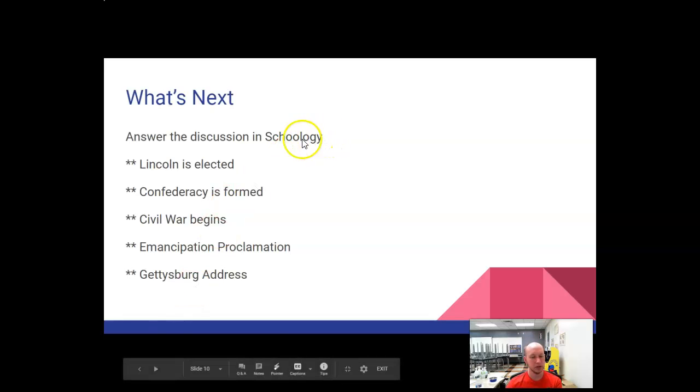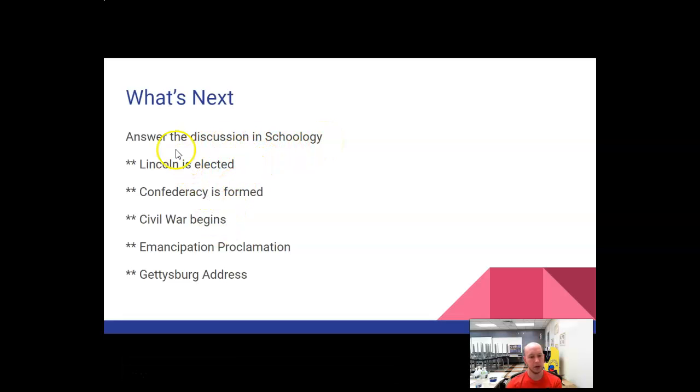For you guys next, you need to answer the discussion in Schoology. And then coming up in lesson 4 are some of the things that we're going to be talking about: President Lincoln, the Confederacy being formed, the Civil War actually starting, the Emancipation Proclamation, the Gettysburg Address. We're just going to talk about everything that leads up to the battles and the fighting, which we will start talking about soon.